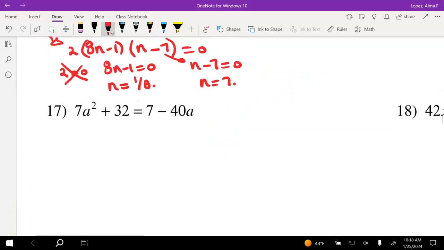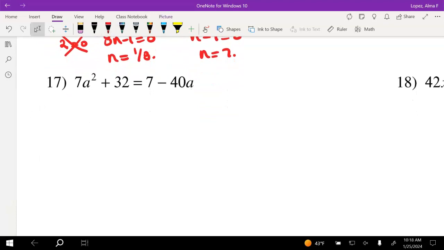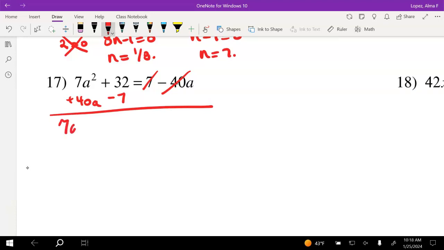We have one more, so I think we're going to do it. All right. Let's go ahead and start by making sure everything's on the same side and in descending order. The 7 needs to be brought over, and the negative 4a needs to be brought over. I'm going to put the a squareds down first, 7a squared. I do have an a term, plus 40a, and then I have 32 minus 7, which is 27, equals 0.